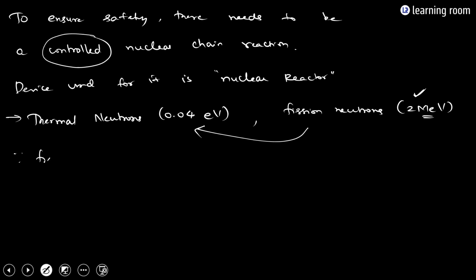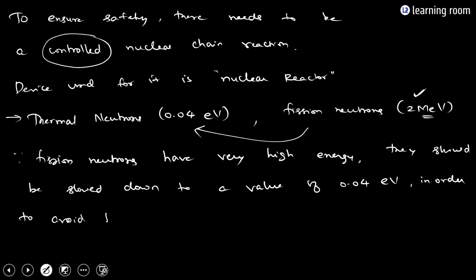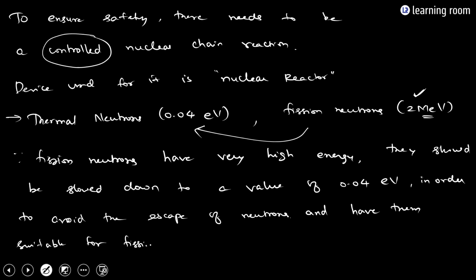Since fission neutrons have very high energy, what should happen? They should be slowed down to a value of 0.04 electron volt in order to do what? In order to avoid the escape of neutrons and have them suitable for fission. This is the first thing.